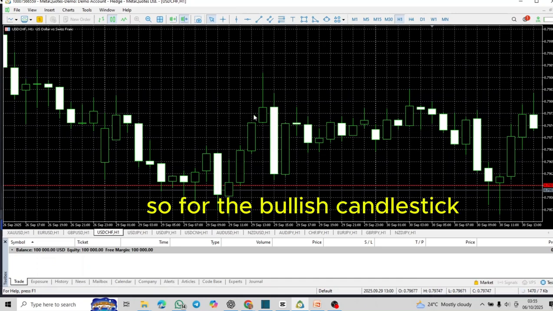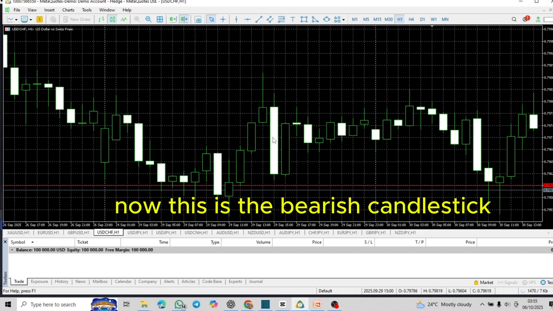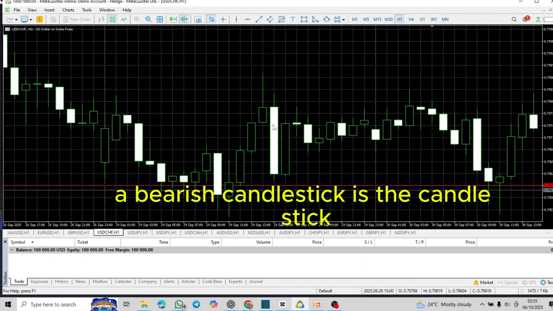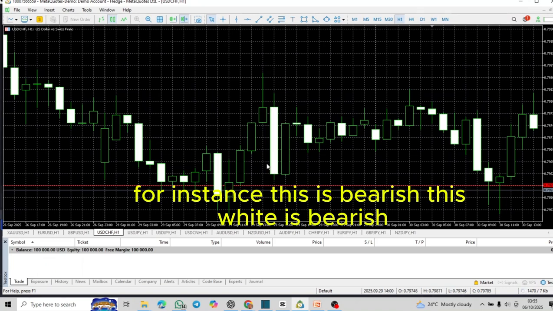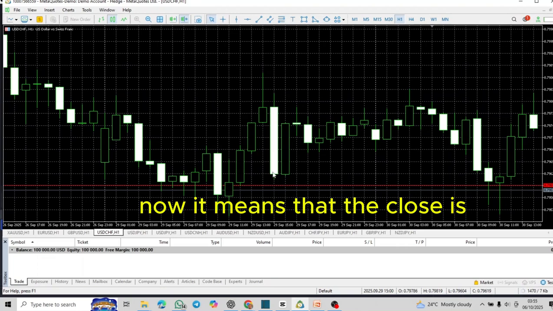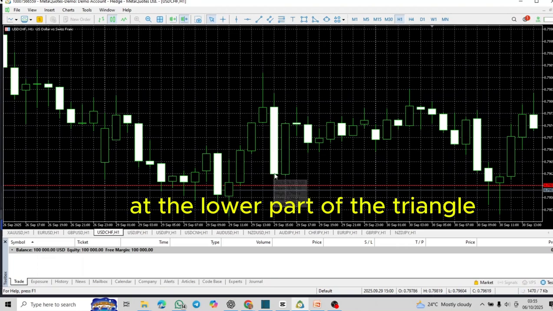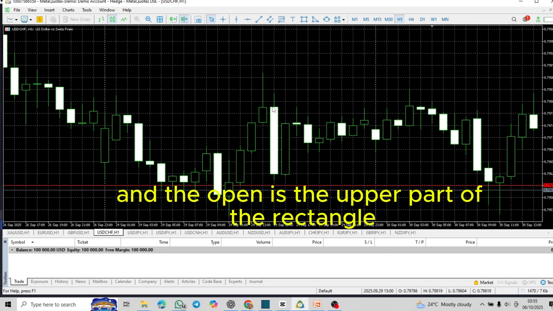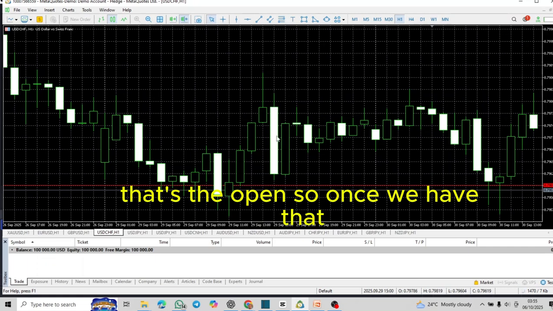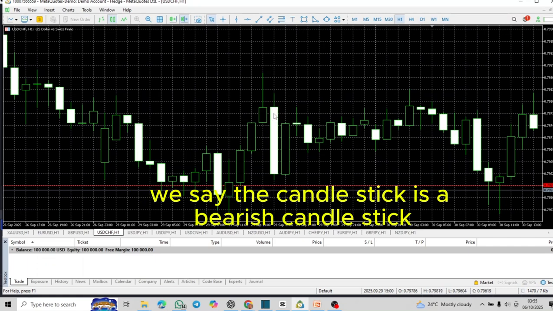So for the bullish candlestick, now this is the bearish candlestick. What is a bearish candlestick? A bearish candlestick is the candlestick whose close is lower than the open. For instance, this white is bearish now. It means that the close is at the lowest part of the rectangle, and the open is the upper part of the rectangle. That's the open. So once we have that, we say the candlestick is a bearish candlestick.